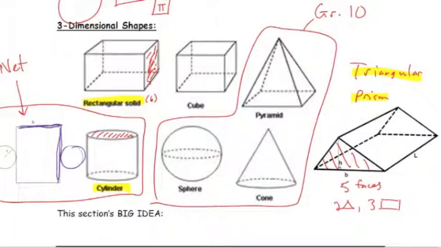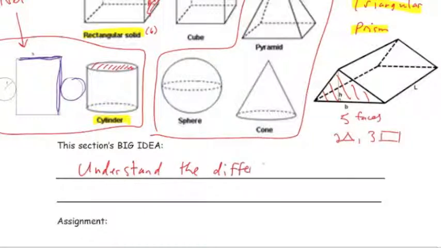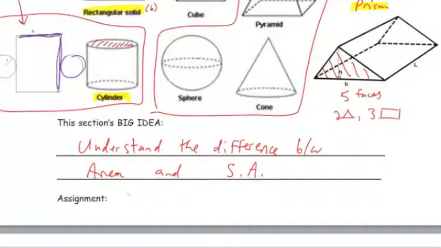Okay, so we'll flip back over here, and just to wrap this up, our big idea here is to just understand the difference between area and surface area. Okay, so when we come to class, our assignment is going to be an in-class assignment where we're finding the area of 2D shapes, 2-dimensional shapes, and we'll find the surface area of 3-dimensional shapes. So this will be an in-class assignment.